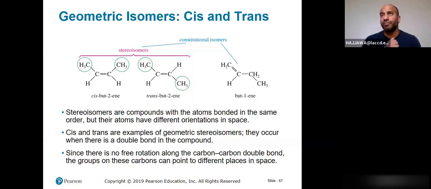Cis and trans, we're going to learn in the alkene chapter, and we're also going to learn it in the cyclic alkane chapter. The cyclic alkanes and the double bonds of alkenes usually are rigid bonds. They don't allow for rotation. Therefore, they generate what we call cis and trans. Those are geometric isomers. These are not constitutional isomers. These are geometric isomers.